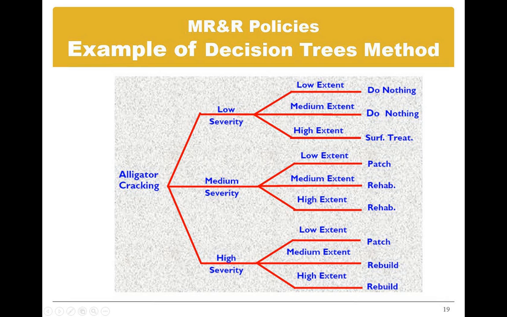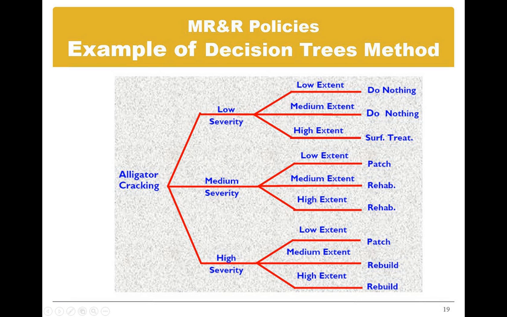So, again, let's continue with our example here. If I have medium severity and low extent, then the decision tree is going to ask us to patch this piece and come up with a new patch, and this is the way to fix it if it's low extent. How about if it's medium extent? This is now going to trigger a major rehabilitation, which is mainly 2 to 4 inches.